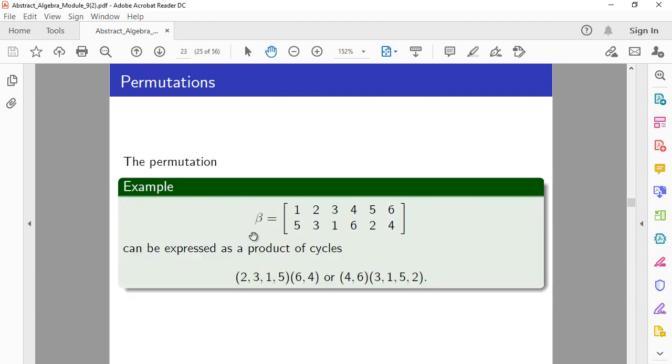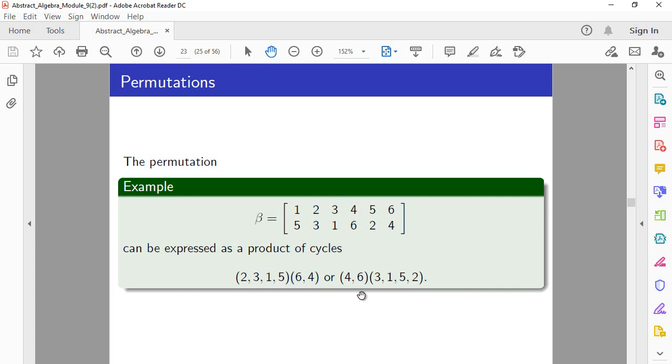So if we look at beta here, then we can express beta as a product of cycles. Notice that I'm starting with the 2 here, so 2 goes to 3, 3 goes to 1, and then 1 goes to 5, and then 5 goes to 2, so we get this cycle. 6 and 4 are left, so 6 goes to 4 and 4 goes to 6, so we got this.